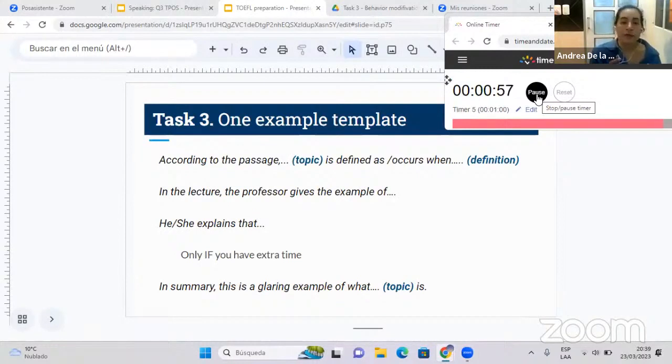According to the reading passage, behavior modification occurs when individuals modify or change their behavior based on experience. In a lecture, the professor gives the example of kids at school. He explains that when a kid is new to a school, they may not know the rules, so they start misbehaving in class. They may, for example, start walking around the classroom or talking when they're not supposed to. As a result, the professor or the teacher gets angry and has a bad reaction. They may punish the kid.